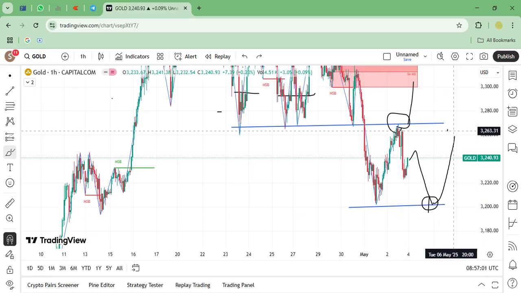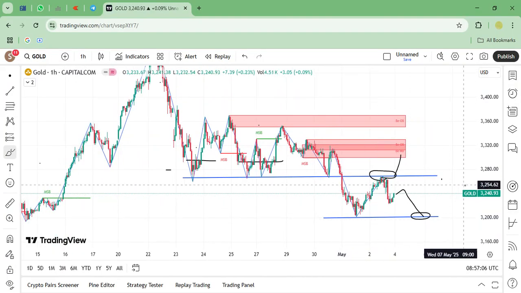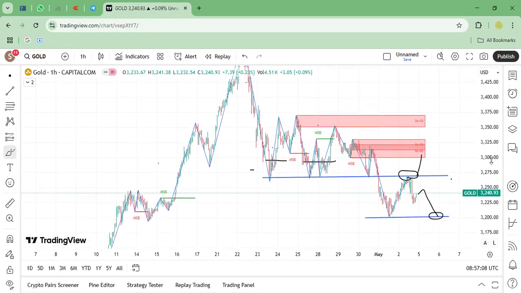So these will be both scenarios for all of you. You can buy on dip and sell on rise. I have already updated a kind of planning trade.